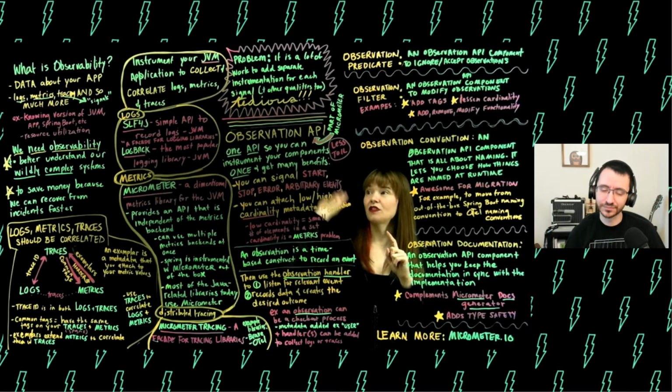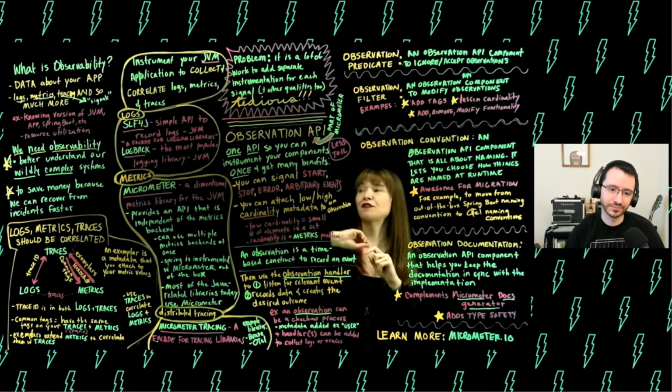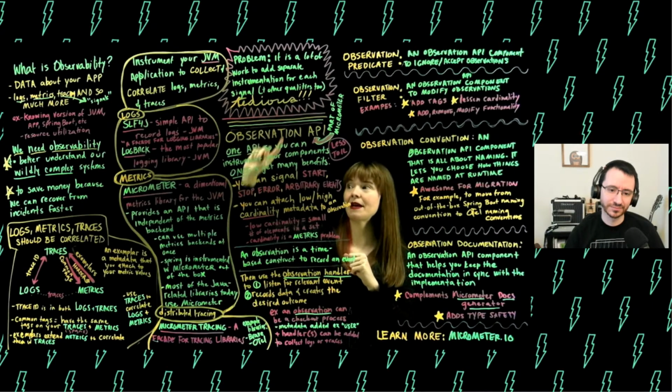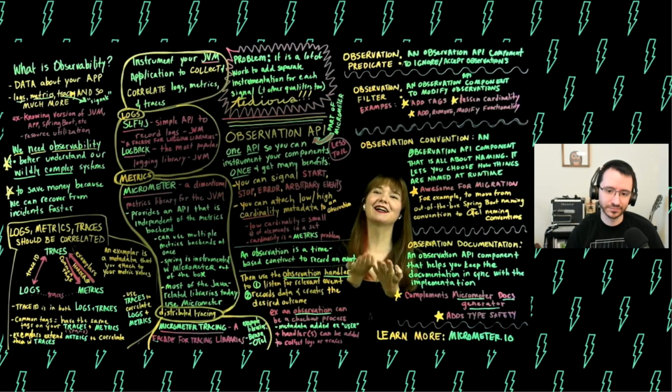So for logs, you probably use an API that's a facade for logging libraries called SLF4J. If you're in your JVM app, Logback is the most popular logging library that you're likely to use. With metrics, we use Micrometer, that this episode is about. It's a dimensional metrics library for the JVM.